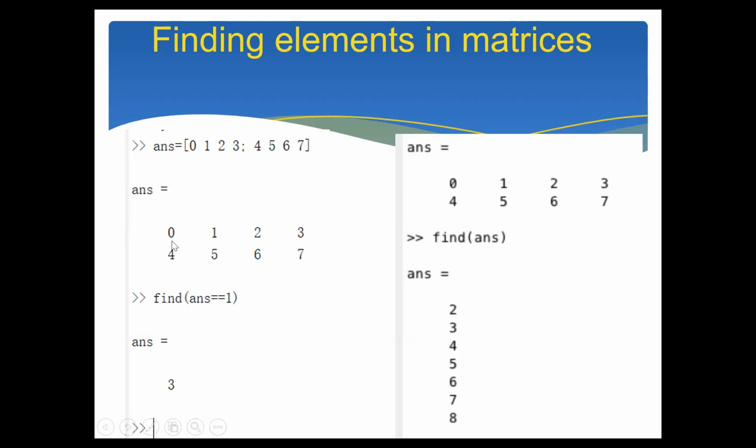Right. So it will go from the first column, second, third, and to find 1, 2, 3, the third element to be 1, which is 3. So this way you can find in a big matrix where is some value you want to have. If you do not specify which value you want to check, you just type find ans. It will automatically find those non-zero elements, which are 2, 3, up to 8, except the first one. So this is the default of this function.